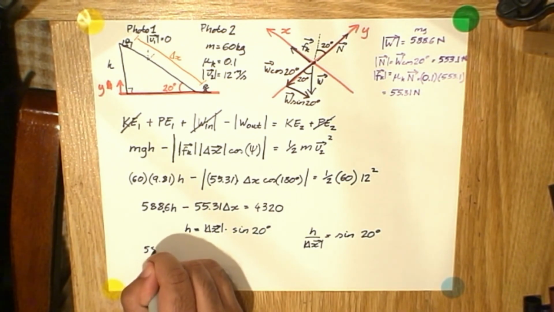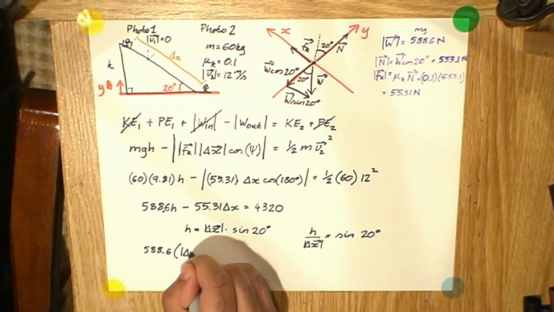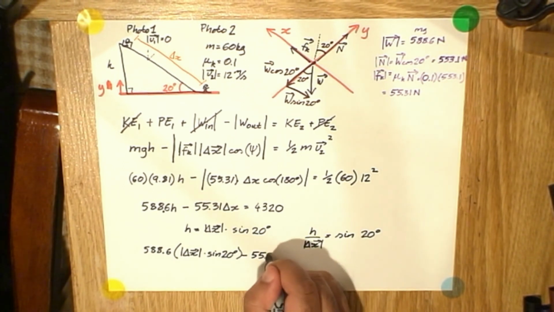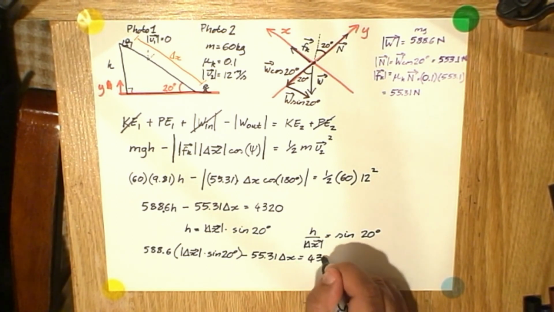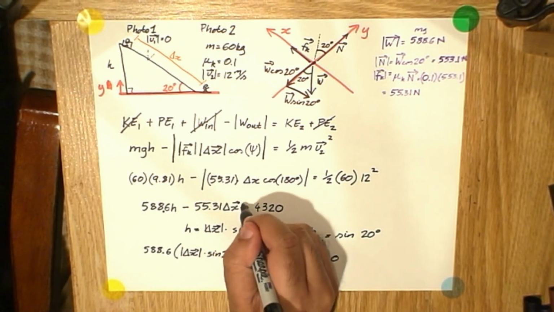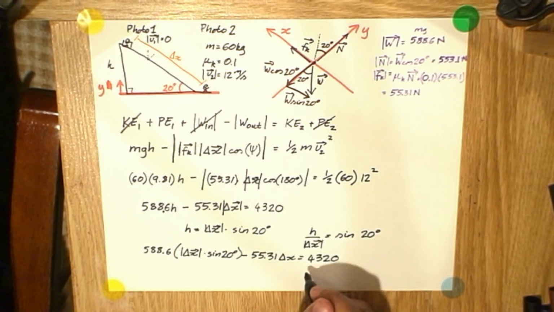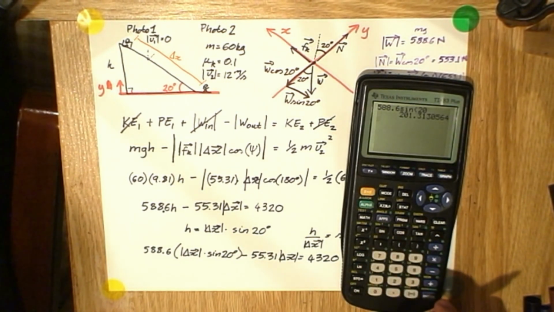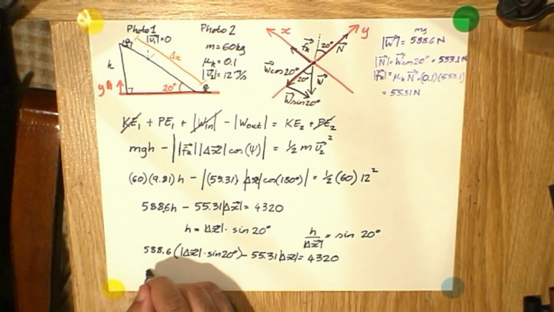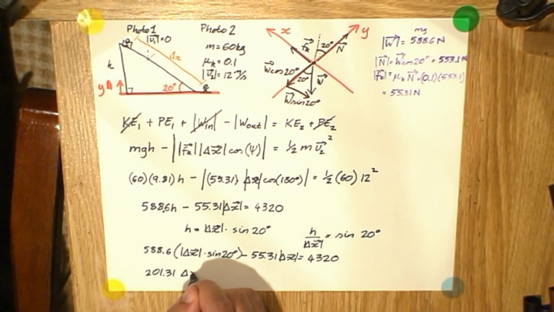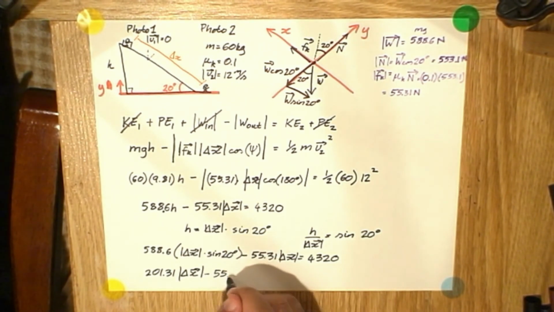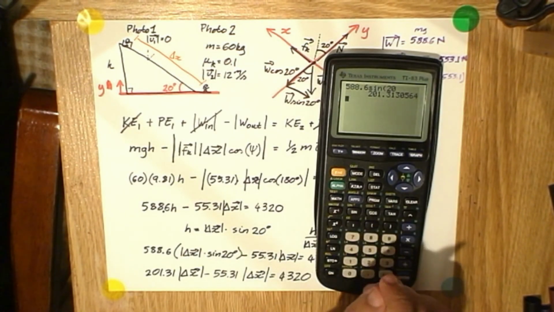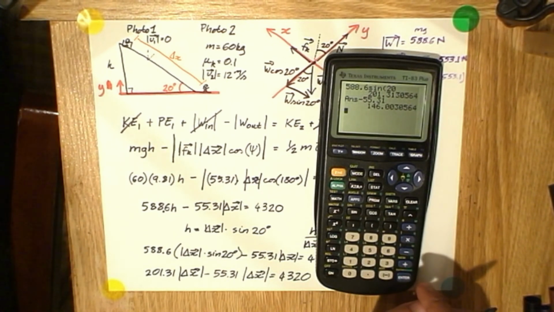So that now gives us 588.6 times delta x sine of 20 degrees minus 55.31 delta x is equal to 4320. Now it's just a matter of simplification. 588.6 times the sine of 20 degrees gives us 201.31. So we now have 201.31 times delta x minus 55.31 times delta x is equal to 4320. 201.31 minus 55.31 gives us about 146.